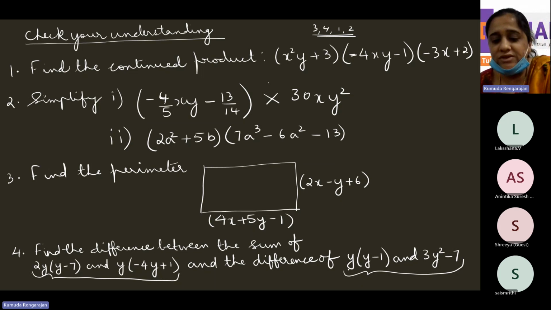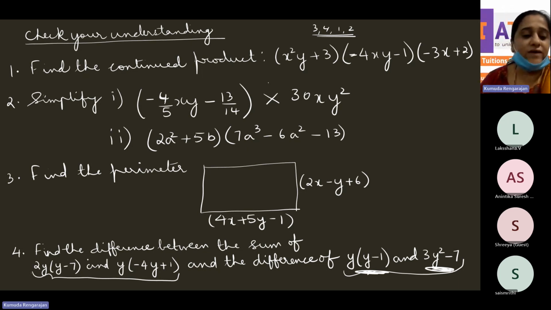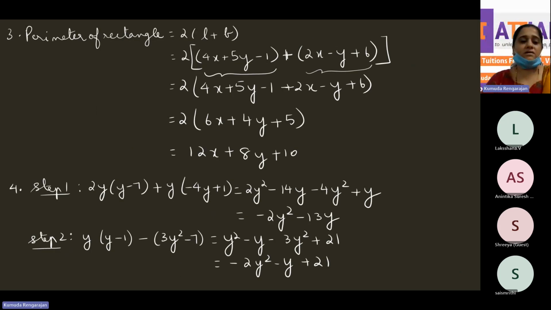So the difference between this and this: write this one first and then this one. And then finally find the difference between the two answers you got in step 1 and step 2, in the same order. Yeah, so you can see my step 1 here, I found the sum. Step 2 is the difference.